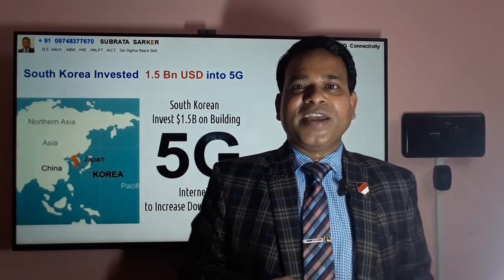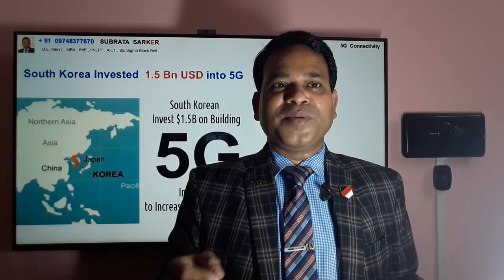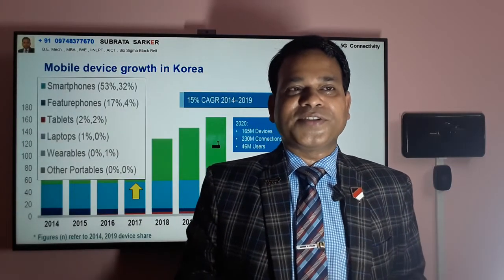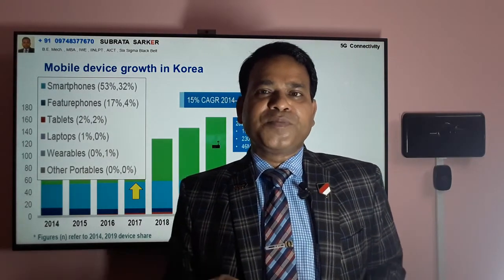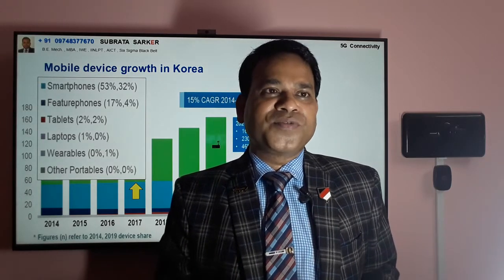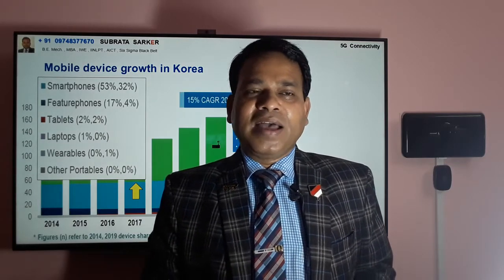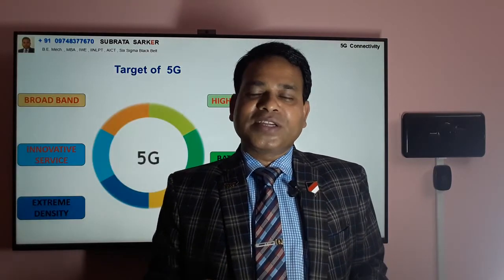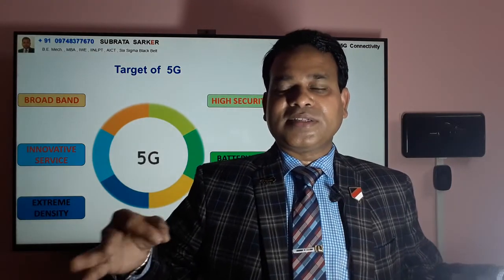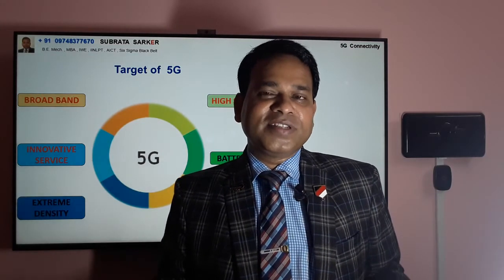So this is how these countries are focused on their development, and they know which sector needs how much investment to develop faster than other countries. Even you can see in South Korea, 53% of people as of date are using smartphones, 2% are using tablets, 1% are using laptops, and wearable devices have also started being used in South Korea by 0.1%. So this is the way people are getting involved in 5G technology, and those who implement it faster will obviously get these advantages.